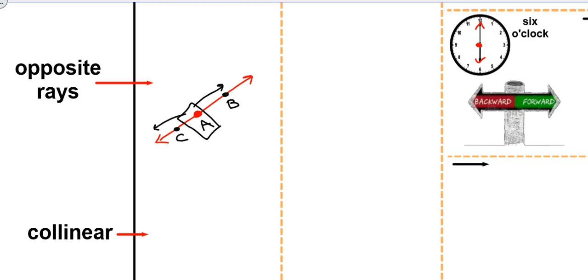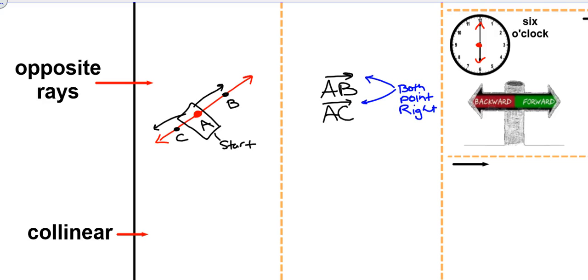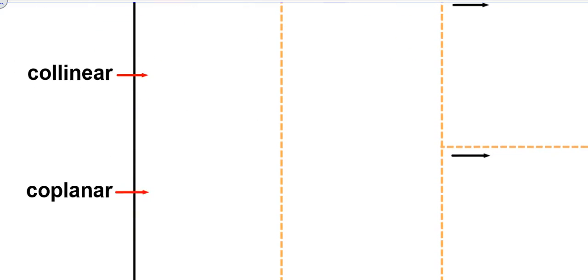Notice that they both start at A. So when I name them, I name it AB and AC. Notice that both of the arrows point to the right, note that here, even though in the picture, one of them points down. Those three points all fall on the same line. Which brings us to our next term, collinear.